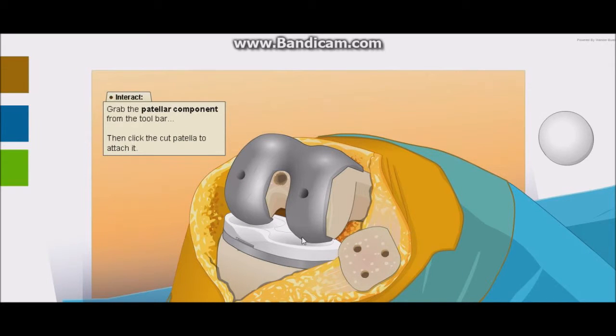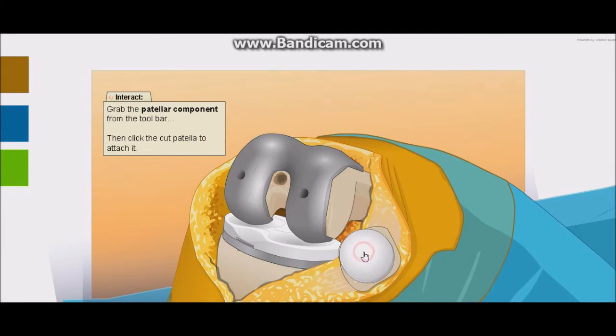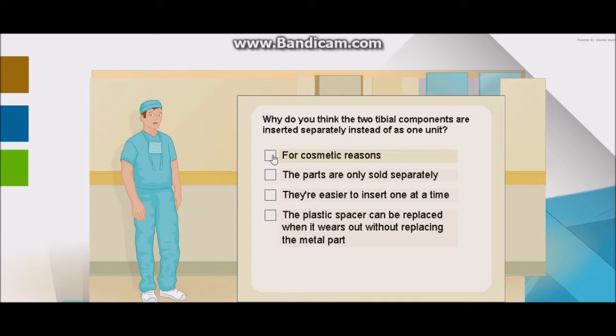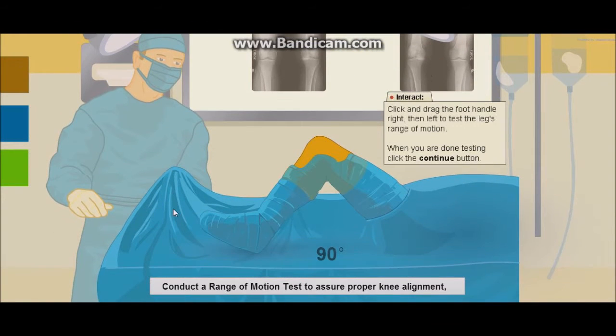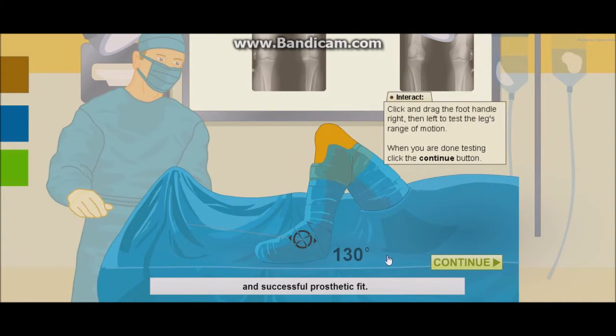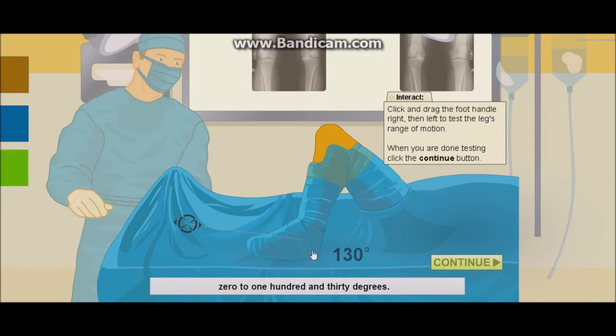Lastly, attach the patellar trial component. Why do you think the two tibial components are inserted separately instead of in one unit? Conduct a range of motion test to assure proper knee alignment and successful prosthetic fit. Typically, a normal range of motion allows the leg to move from 0 to 130 degrees. How does our patient's range of motion look?